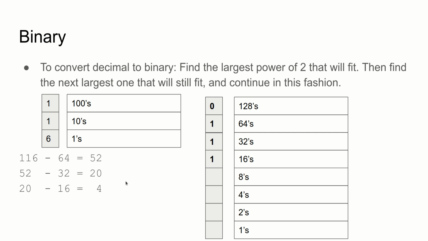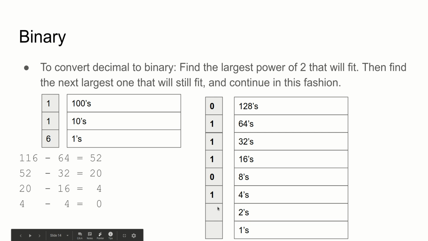Well, 8 is greater than 4, so 8's going to get a 0, and we're going to skip it. In this sense, we're not going to subtract it away or do anything with that place value. We just turn it off and say, there's not an 8 in the sum that builds up this number. So the next place value that does get a 1 is the 4's place. So we put a 0 for 8, we put a 1 for 4, and then we subtract 4 away from our remaining amount, which gives us 4 minus 4 equaling 0.